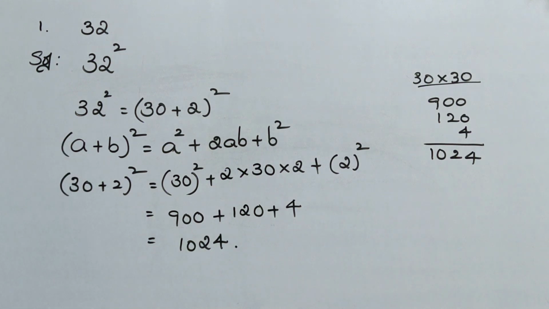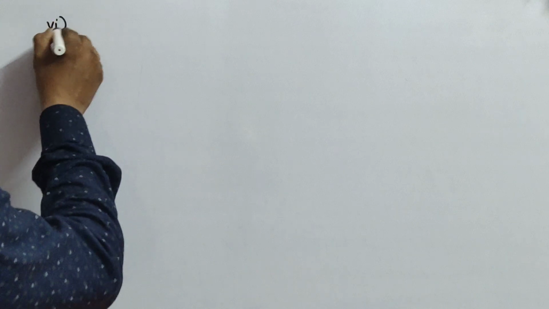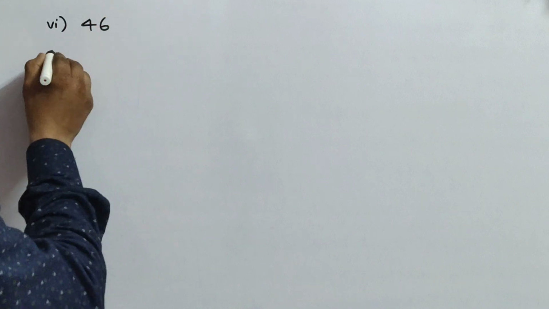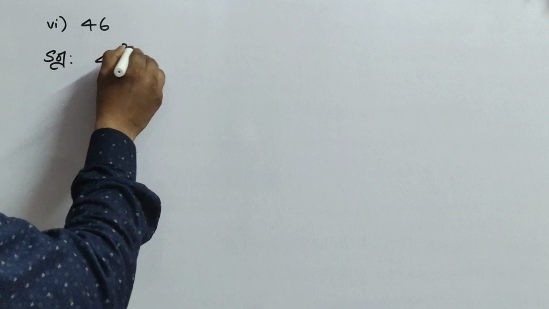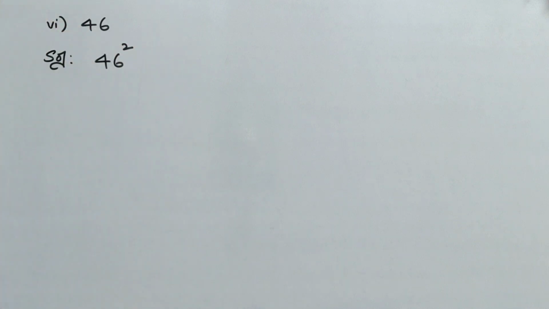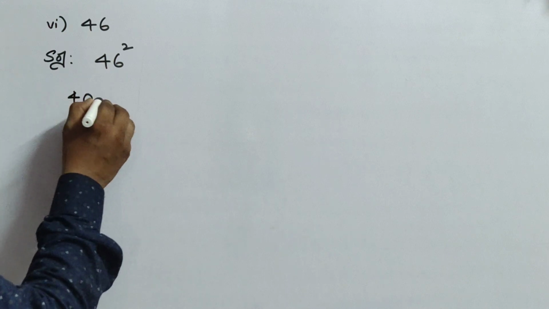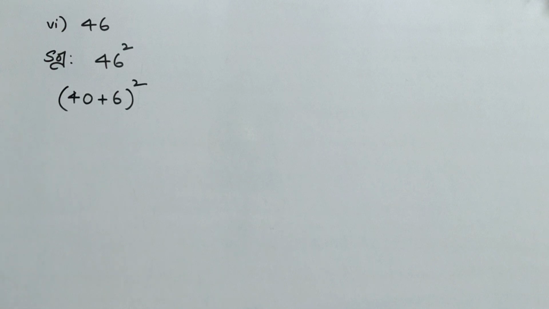One more sum I will teach you. Okay, children, see the next sum here. That is the 6th sum I am doing here. 46. He gave the question, find the square. So you can write in solution 46 square. Now, how to write this 46 square? So 40 plus 6 whole square. So 46 square can be written as 40 plus 6 whole square.